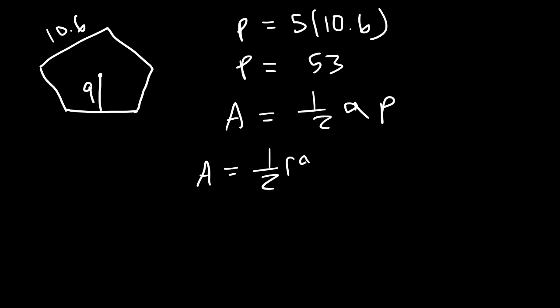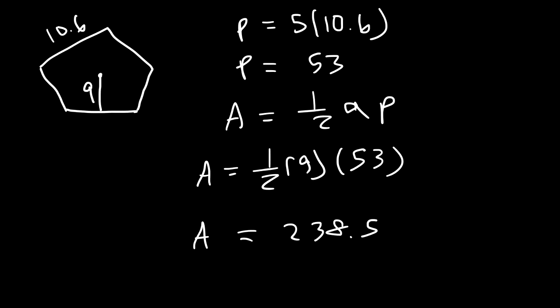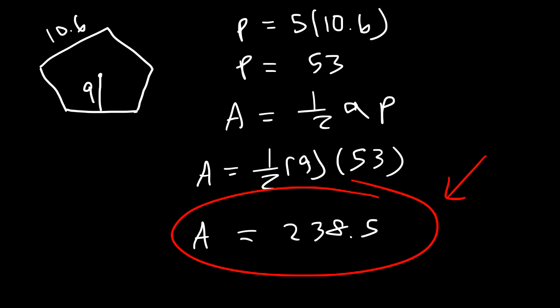And the area is 1/2 times the apothem multiplied by the perimeter. So the apothem is 9. The perimeter is 53. So 9 times 53 times 0.5, that's equal to 238.5. So that's the area of the pentagon. 238.5 square units.